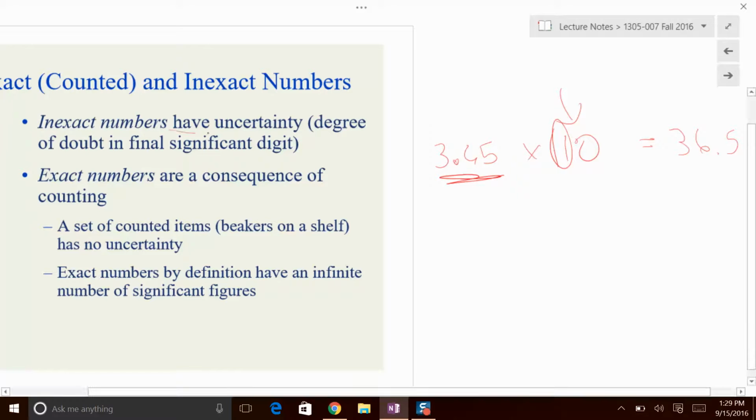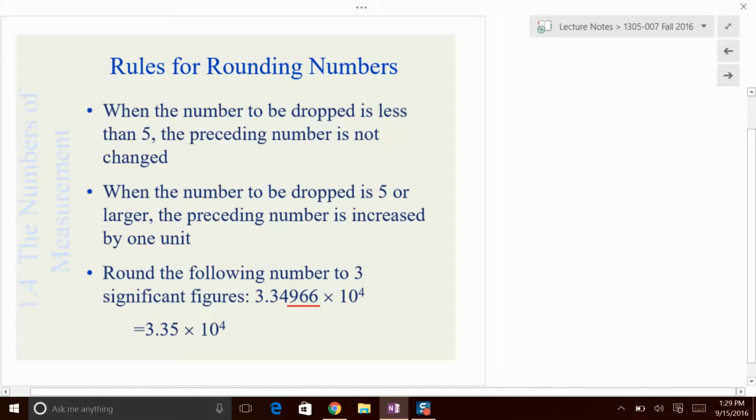Okay? So that's what we mean by exact numbers. Inexact numbers have uncertainty in their significant digits. Exact numbers, a result of counting, don't have any. There's no uncertainty in it.